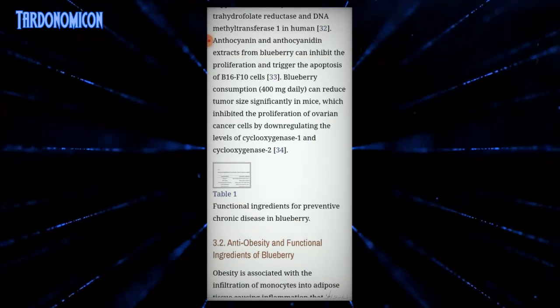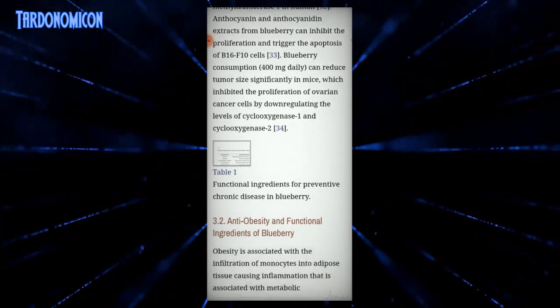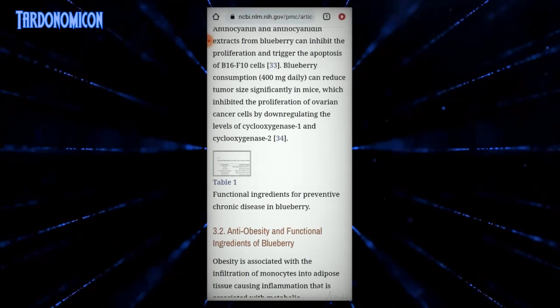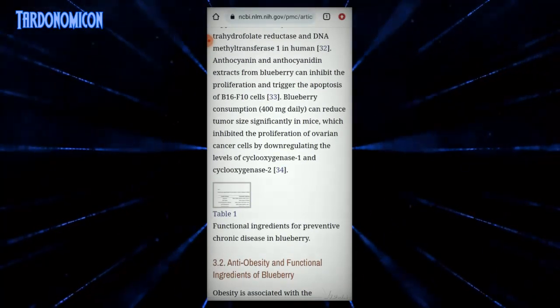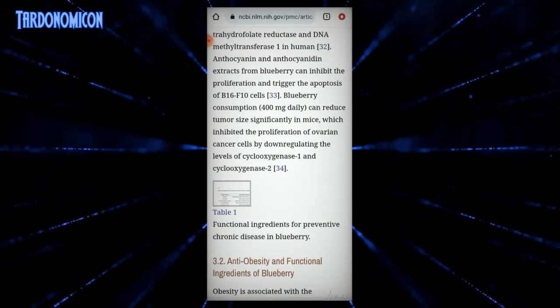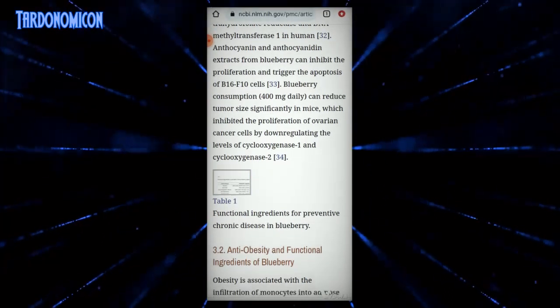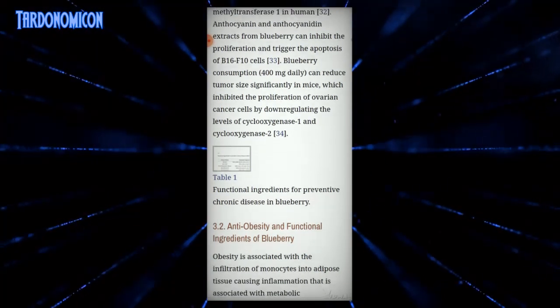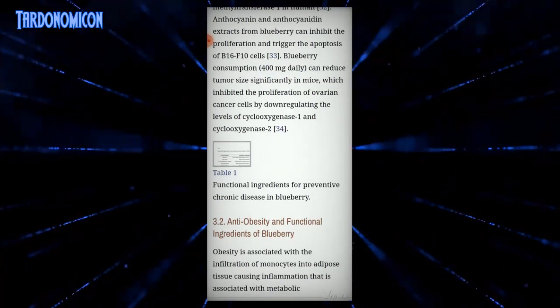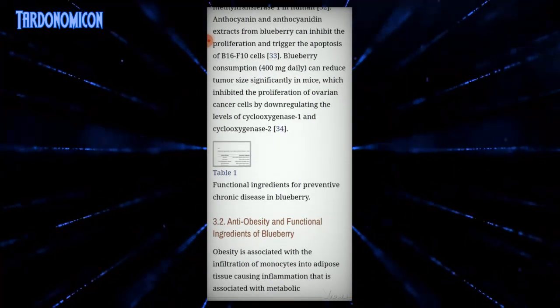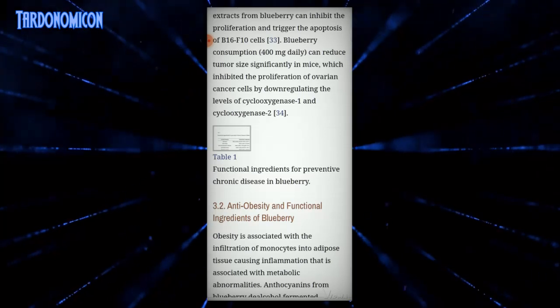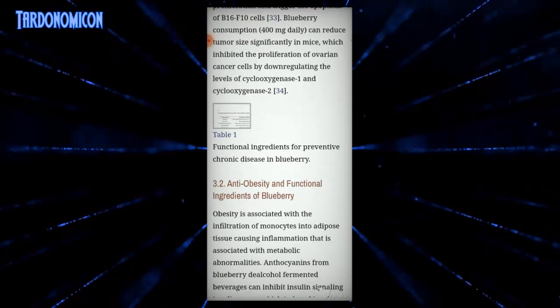Blueberry consumption, 400 milligrams daily, can reduce tumor size significantly in mice. So keep that in mind. It inhibited the proliferation of ovarian cancer cells by downregulating the levels of cyclooxygenase 1 and cyclooxygenase 2.